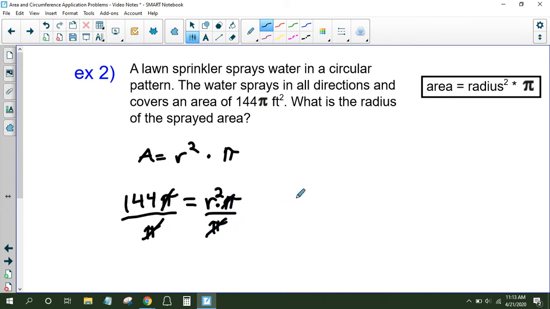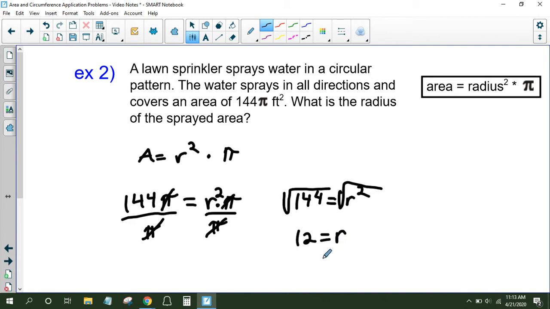Now our equation looks like 144 equals the radius squared. We're not looking for radius squared, we're just looking for the radius. To undo the squaring, we take the square root of both sides. The square root of 144 is 12. That gives us our radius, and there's our answer.